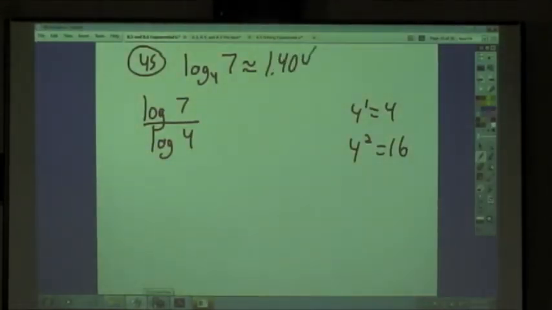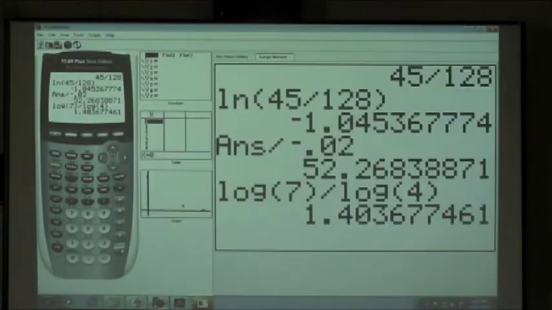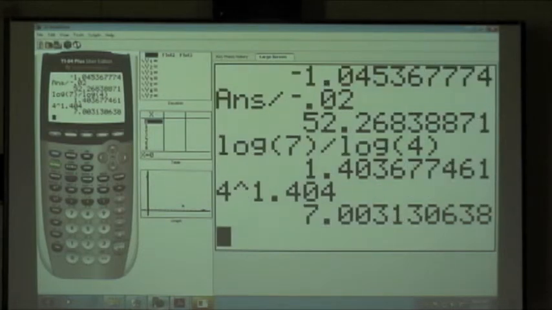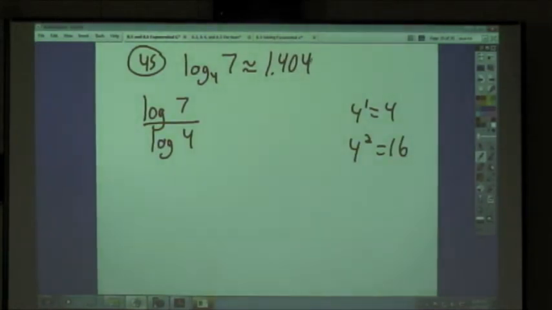1.404. So basically it's saying this base 4 raised to this power equals this number. You can always check your answer. If you take 4 and raise it to the 1.404 power, it should give you pretty close to 7. It won't be perfect because you did round your answer a little bit, but it'll be pretty close to right on 7. And so that's what you're looking for. When you find a logarithm, it's giving you the answer for a missing exponent.